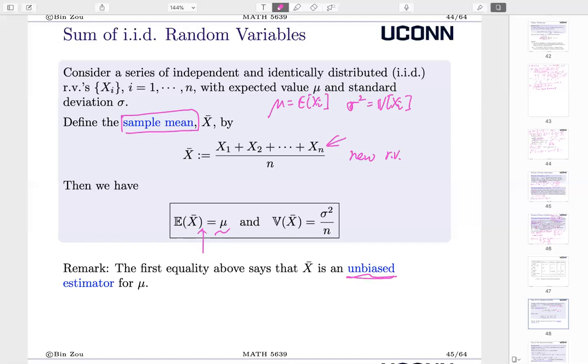And this is also somehow efficient in the sense that if you take n to infinity, the variance goes to 0. That means when the size of your sample increases, the accuracy of your estimator improves. So that is really something we hope to see. So in general, the sample mean is a nice estimator. We will learn actually a lot more in later chapters about estimators.